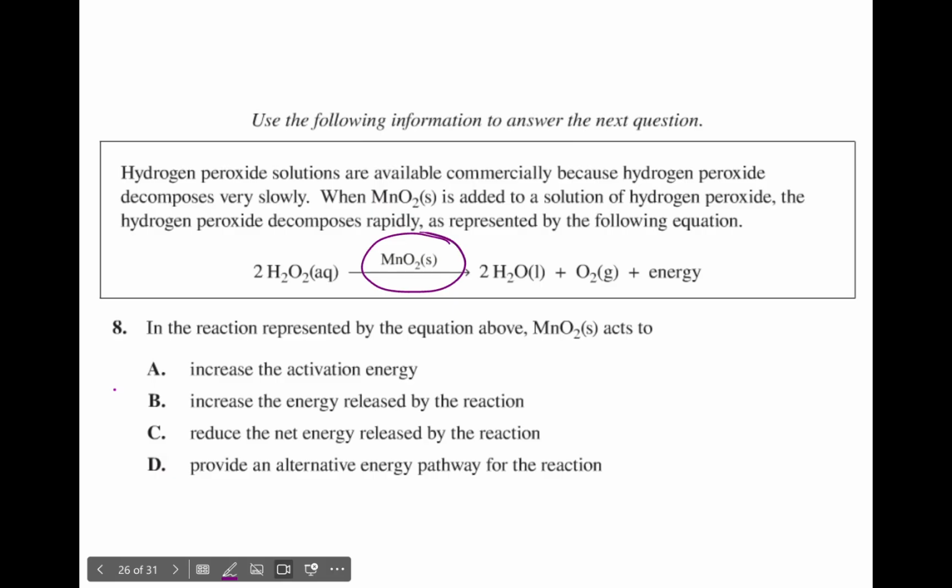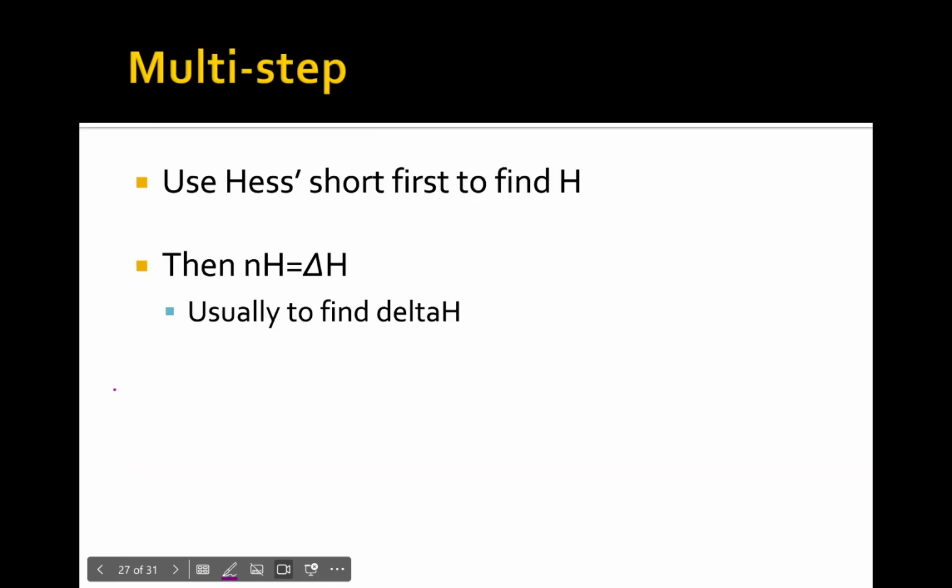And then it's saying, what does the MnO2 represent? It's not going to increase activation energy. It would decrease it. Increase the energy released by the reaction. That's implying it has an effect on delta H, which it doesn't. Letter C, reduce the net energy released by the reaction. Same idea, it's acting like it's going to affect delta H, but it doesn't. And the last one, provide an alternate energy pathway for the reaction. That is definitely our answer, but it does just lower that activation energy, makes that reaction happen faster.